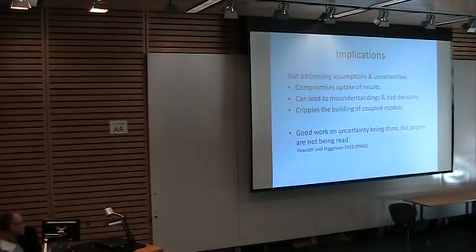These were the most popular papers. There's a lot of good work being done on uncertainty, but the papers aren't being read. The interesting thing that Fawcett and Higginson showed was that the citation rate of papers goes down as the number of equations in it increases. And the threshold is about 3. Beyond 3 equations, the papers just aren't getting read. So there's a lot of good technical work being done, but it's not accessible. Or it's not being accessed.